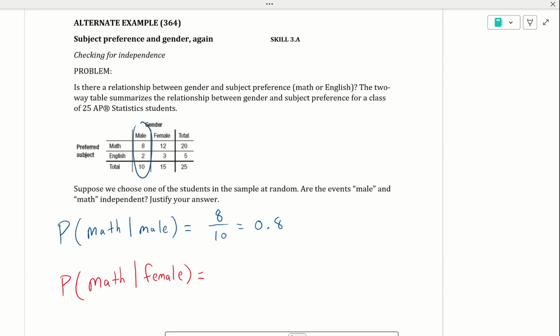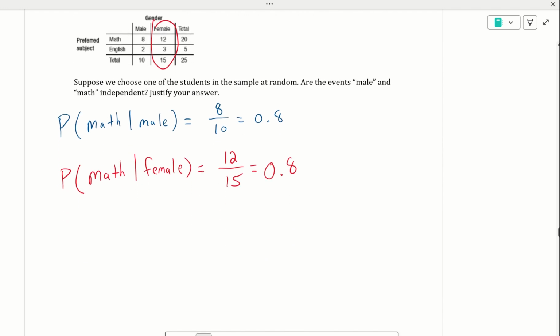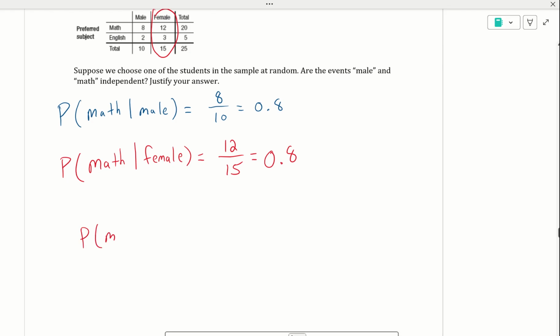And if these two are equal to each other, then the events are independent. So now we're going to look at the female column here. We've got a total of 15 females. 12 of them prefer math over English. That is also 0.8. So the probability of a student preferring math, if they are male, is equal to the probability of a student preferring math if they are female, I'm going to say complement of a male. Those are equal to each other. Therefore, the two events are independent. These are independent events. Okay, great.